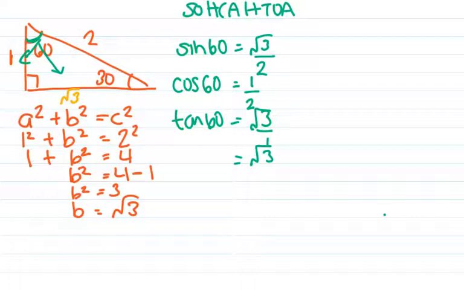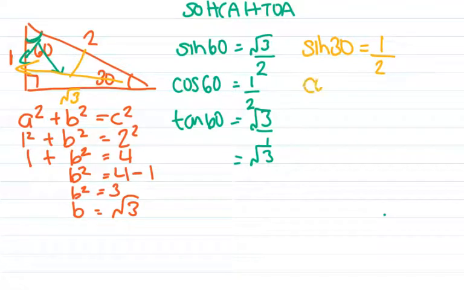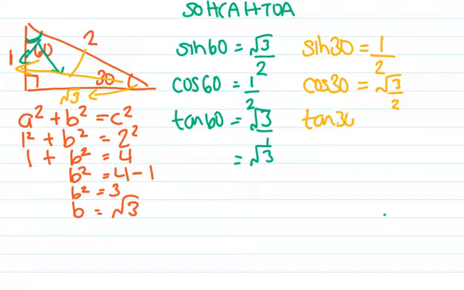All right, and then the ratios for the 30-degree angle. Sine 30 is opposite over hypotenuse, so the opposite of the 30-degree angle is 1 over the hypotenuse, which is 2. Cos 30 is adjacent over hypotenuse, so adjacent is root 3 over 2. And then tan 30 is opposite over adjacent, so that would be 1 over root 3.